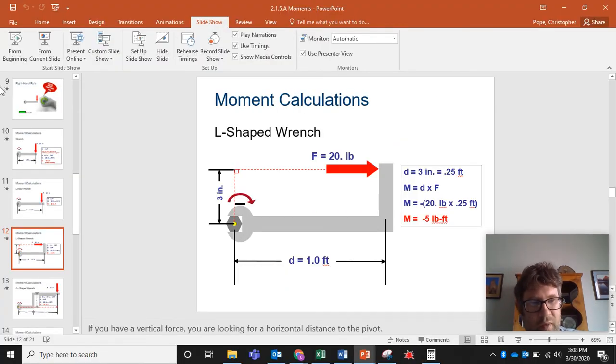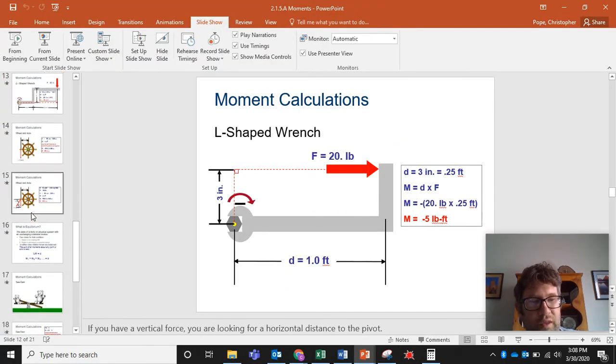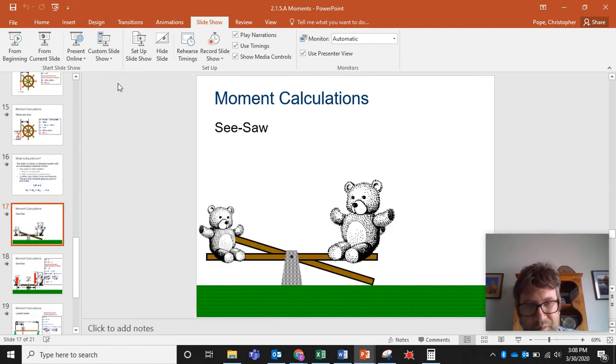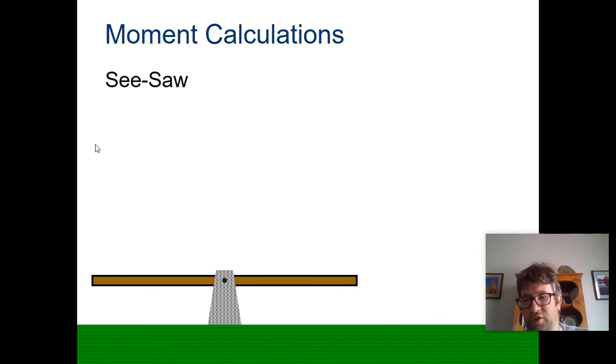Okay, I want to jump ahead now to the next example problem, which is the seesaw, because sometimes you have a situation where it's asking you to calculate what we call an equilibrium. So basically, an equilibrium is the force times the distance of one moment is going to equal the force times the distance of the second moment. So in the case of the seesaw, those two moments are going in opposite directions, as you'll see here in a minute.